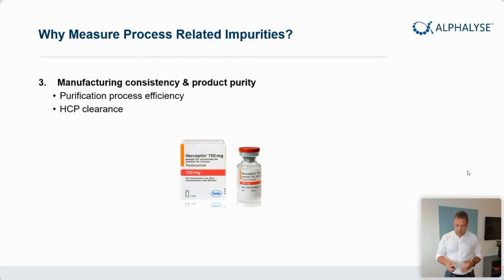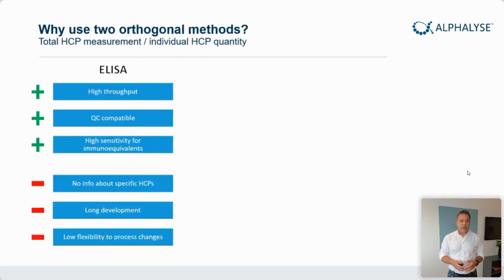And I will just go to this next slide where we have listed the good things about ELISA, but also some of the not so good things about ELISA assays. I guess you all use ELISA for monitoring host cell proteins today. It's a very nice tool for high throughput. It's easy to put into a QC environment, and you have high sensitivity for the antigens that you have antibodies against.